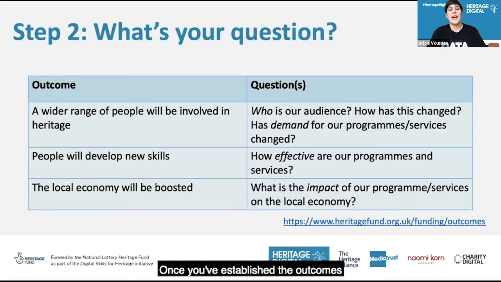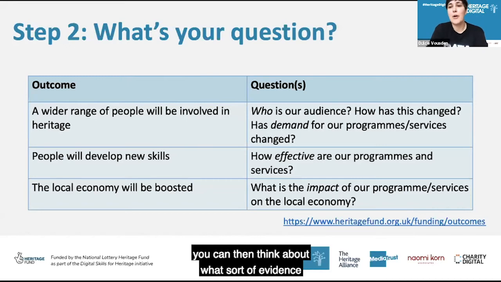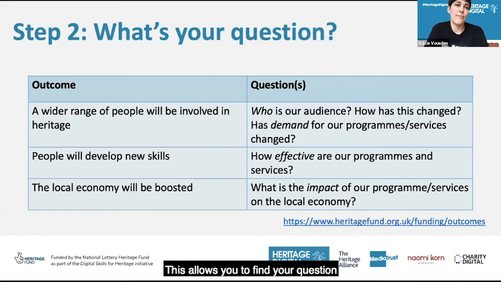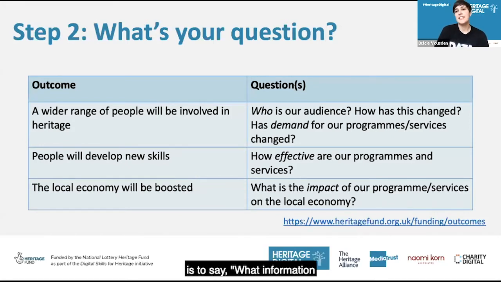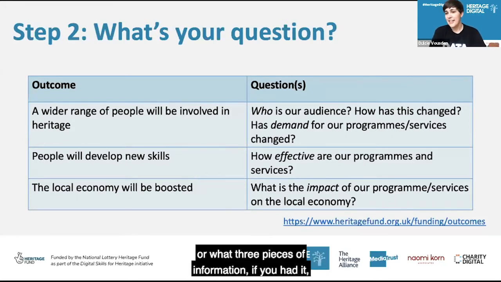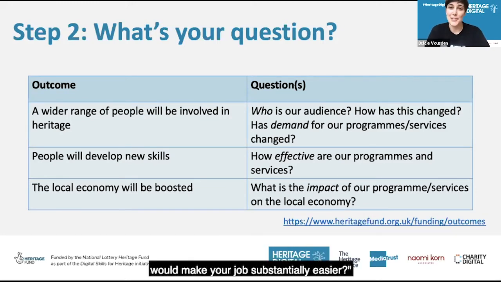Once you've established the outcomes that you're hoping to achieve, you can then think about what sort of evidence you would need to demonstrate this outcome. And this allows you to define your question or your set of questions. Another way that we often guide the thinking of organizations is to ask, what 3 pieces of information, if you had them, would make your job substantially easier?